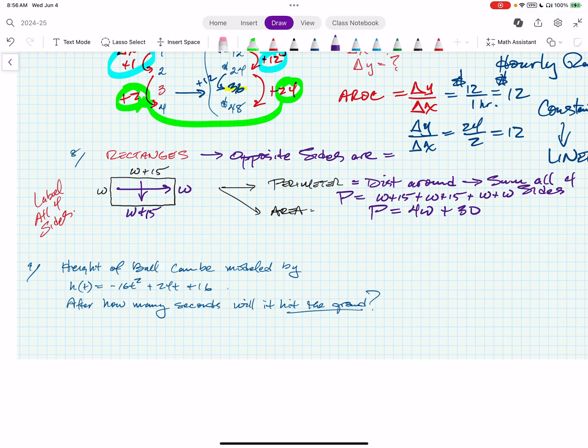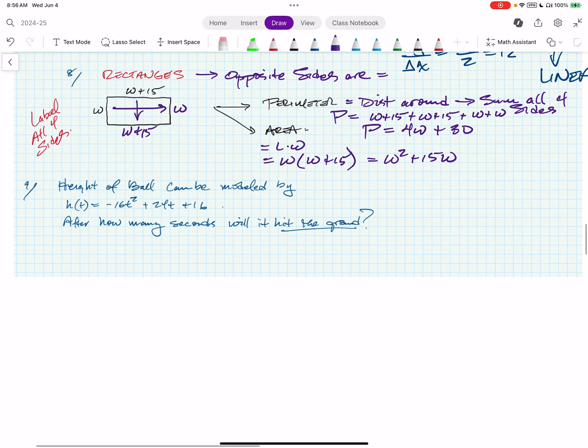Now the area, that's different. That's length times width. And so you take W times the length, which is W plus 15, distribute through, you get W squared plus 15W. Okay, you get a quadratic function, believe it or not. Okay, and again, this is just basic fundamentals. Like in rectangles, you started learning about in, I think, elementary school. Okay, they have 4 sides, opposite sides are equal. The perimeter is the distance around, which is found by adding all 4 side lengths, and the area is simply length times width. Okay, and you know how to multiply polynomials because we talked about that throughout the year.